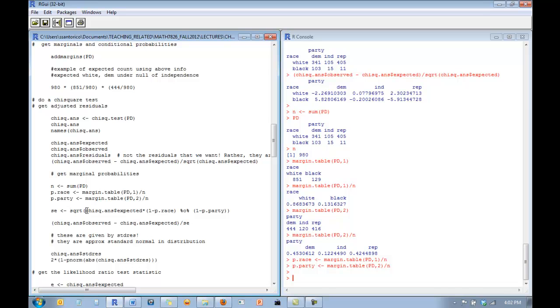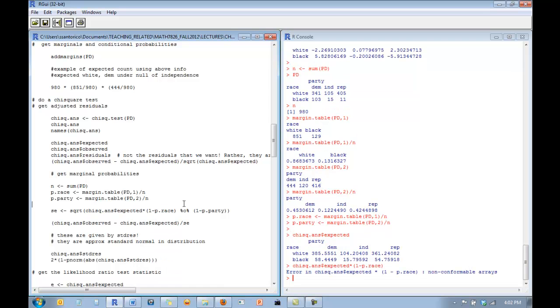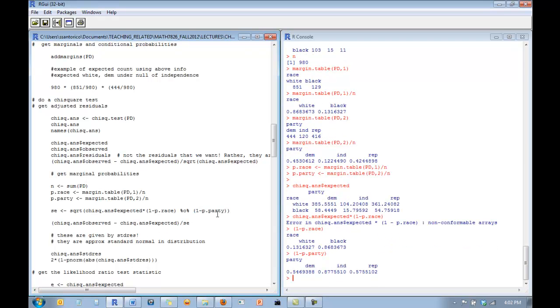And if I piece this apart, chi-square expected, that piece right there, gives me just my expected values. Oops, no, actually, I need to do this last piece first. So let's look at what this does. First of all, 1 minus the probability of race gives you 1 minus for the white and the black. And if I do this for the party, that gives me 1 minus for that as well.